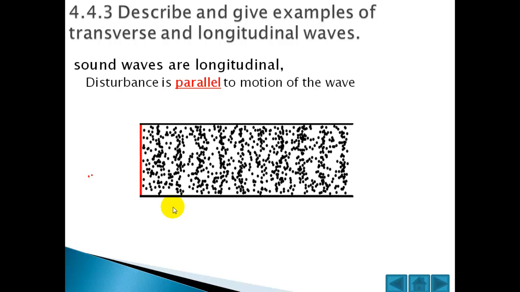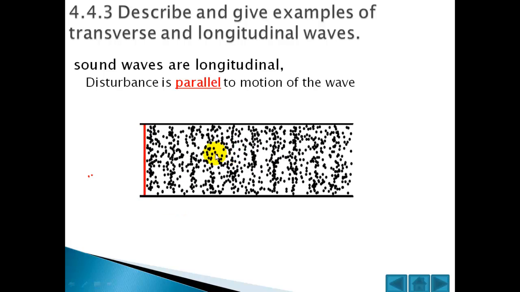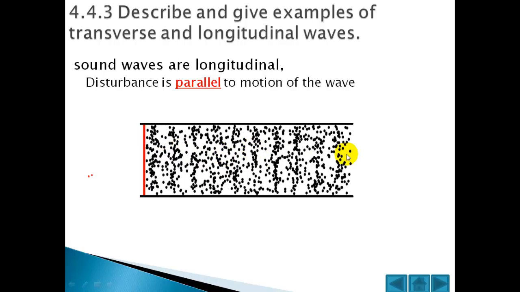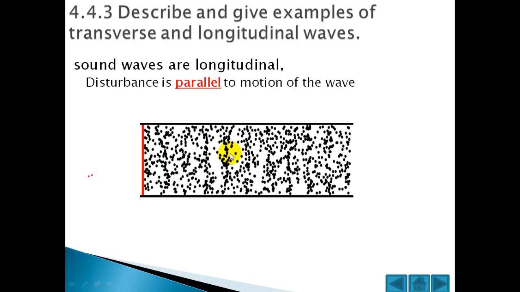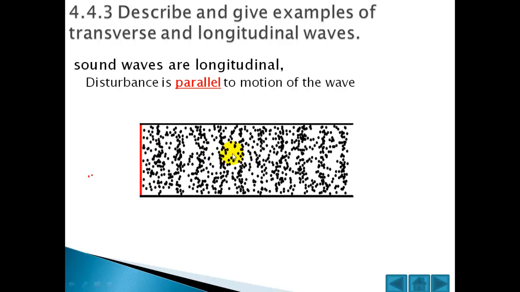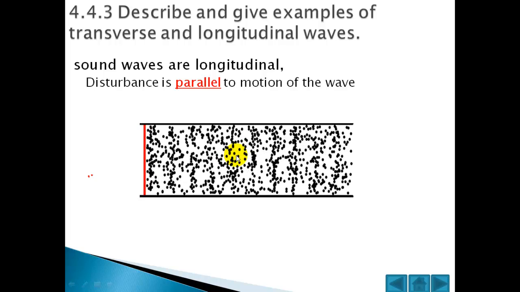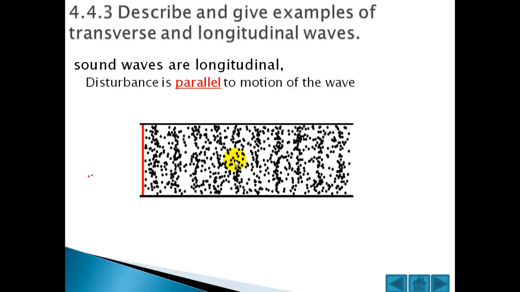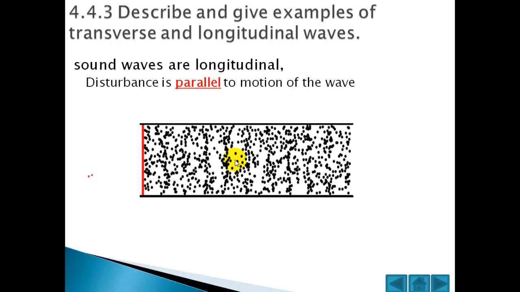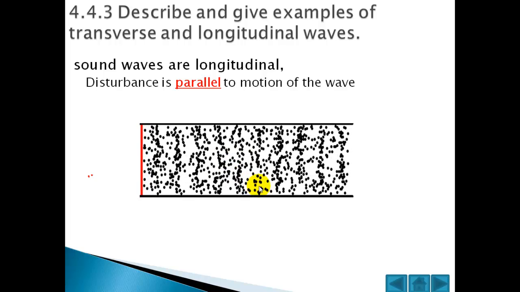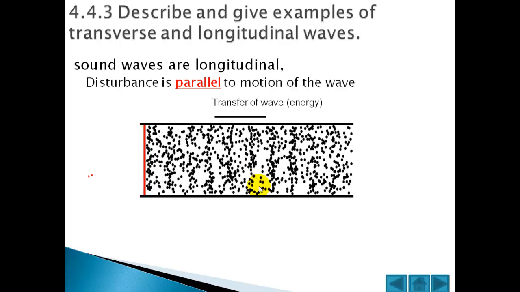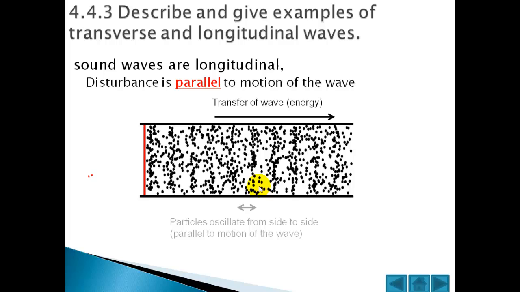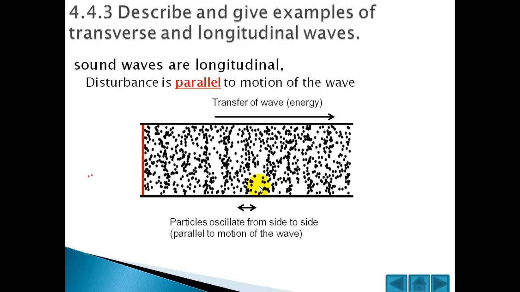The disturbance is in this direction, parallel to the motion of the wave. Notice that the wave moves from left to right. The particles themselves move in the same direction and back again. So if you watch this one, for example, in the middle, fix your attention on one, you see it just moves to and fro, and does not actually get transferred to the right hand side. So the energy travels this way. The particle in the medium oscillates parallel to the motion of the wave.